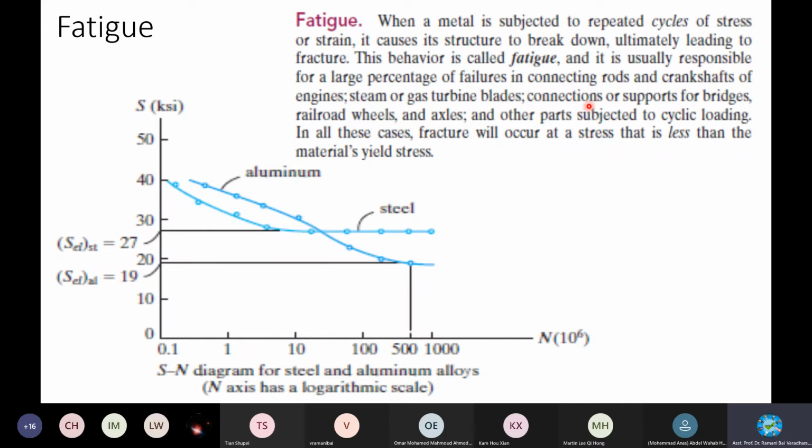Steam engines, turbines, blades, connections, supports for bridges. It's mainly wear and tear, you see. The very good example is your brake shoe. Daily you're using a car, right? The brake shoe is attached with your wheel, the wheel which is rotating. Every time you press the brake, it gets wear and tear. At one point, it fails to get its grip, right? When you press the brake, it lost the ability of coming closer to the wheel. It stopped braking or fracture occurred.